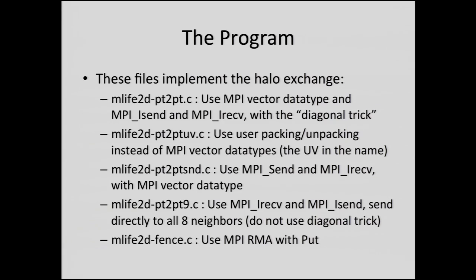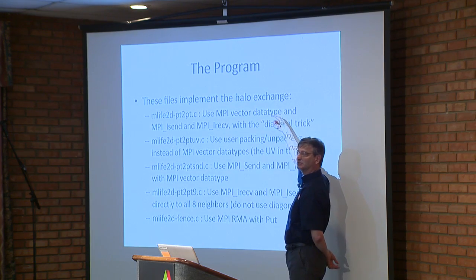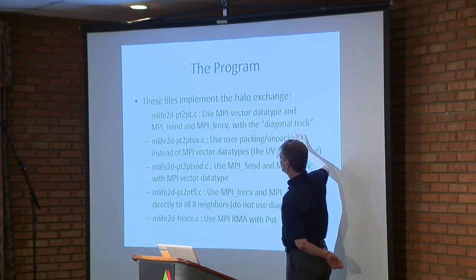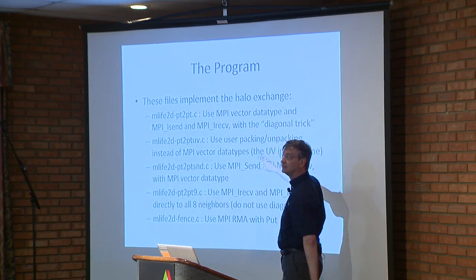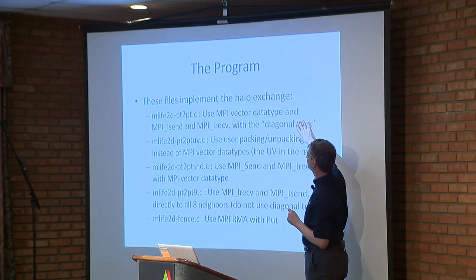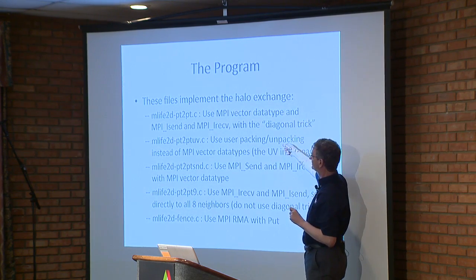Then there's a separate file for each of the communication approaches. There's one that does Isend and Irecv that uses the vector data type. Rajiv will talk about data types after the break. There's a version that does user packing and unpacking, so it always sends contiguous data. But in that mesh, depending on whether it's C or Fortran order, either the rows or columns will not be contiguous data. So these two do essentially the same thing, except one uses MPI to gather and scatter the data. The user does it manually.